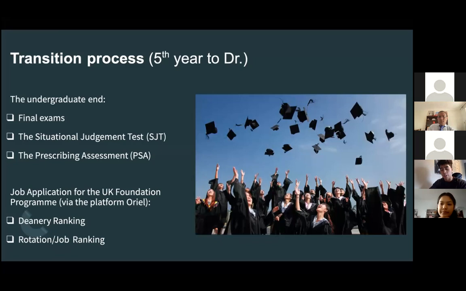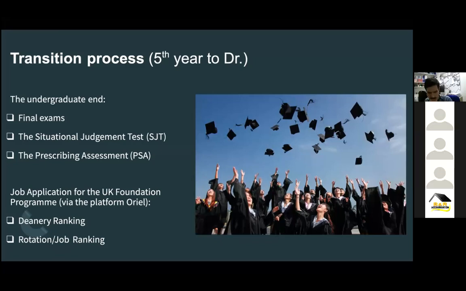And how you get into each of the deaneries is dependent on your ranking in medical school and the SJT exam. So those two parts culminate your application towards your first job. Also this is based on a platform called Oriel, which is similar to UCAS, an online platform they use to apply for jobs.